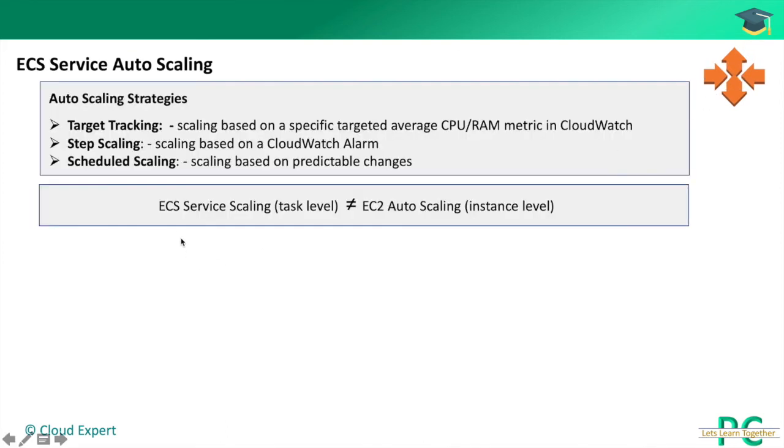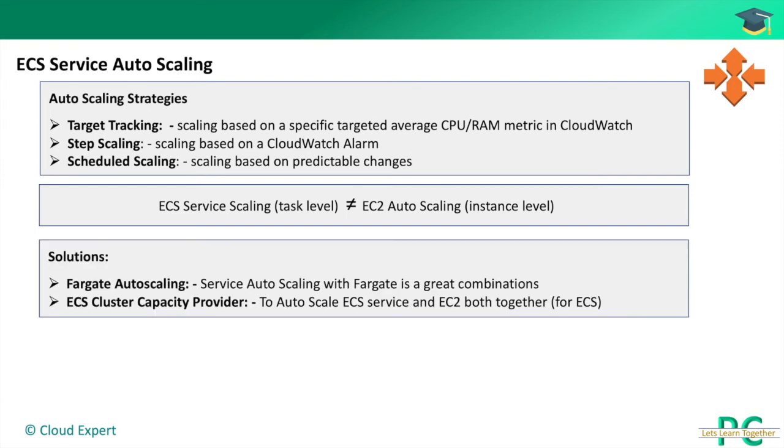So if you now understand, ECS service autoscaling will only scale out or scale in your task containers, but it will not take care of EC2 instance level autoscaling. That means it will not create the underlying hardware to place your ECS task. Now, what is the solution for that? There are two solutions available.